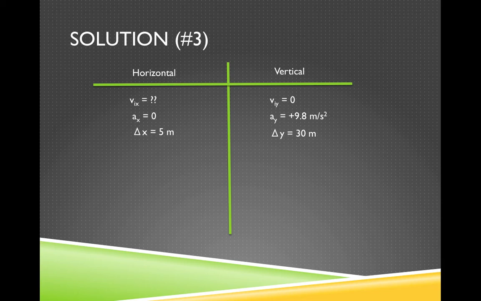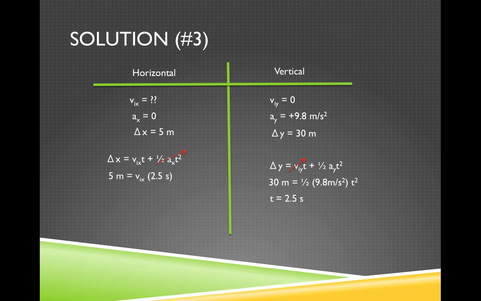So we need to find time from the vertical dimension, because we don't have enough information in the horizontal yet. So using the displacement formula, or the distance formula, we find the time to be 2.5 seconds in the air. We can then use that time in the horizontal dimension to figure out the initial velocity. Plugging in our information and solving for v initial in the x, we find the velocity to be 2 meters per second.